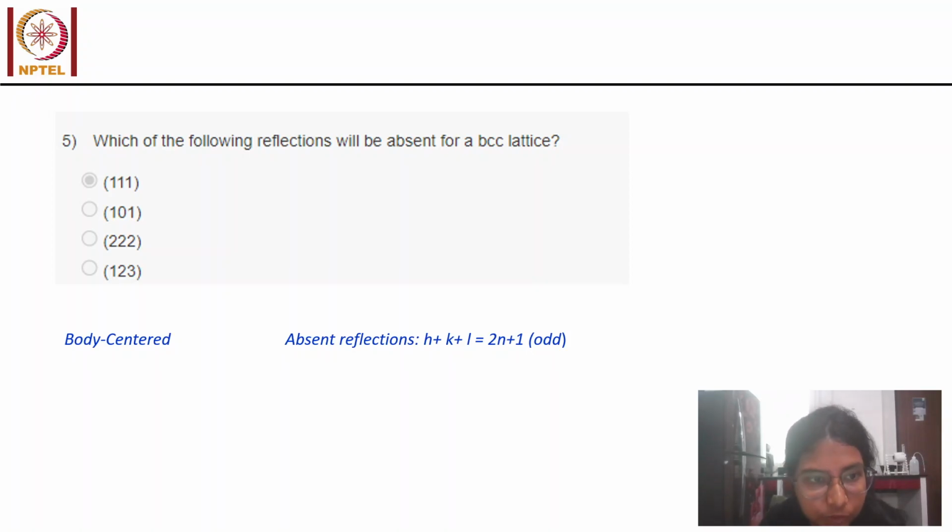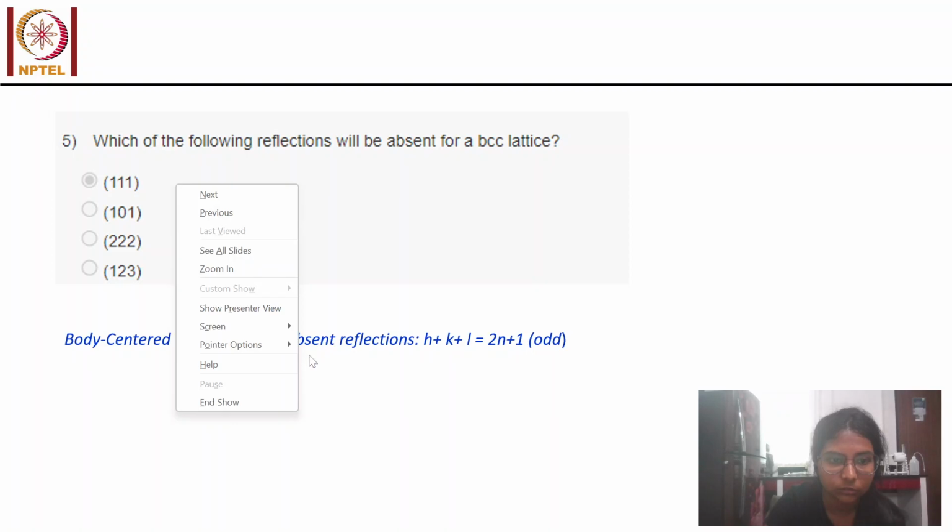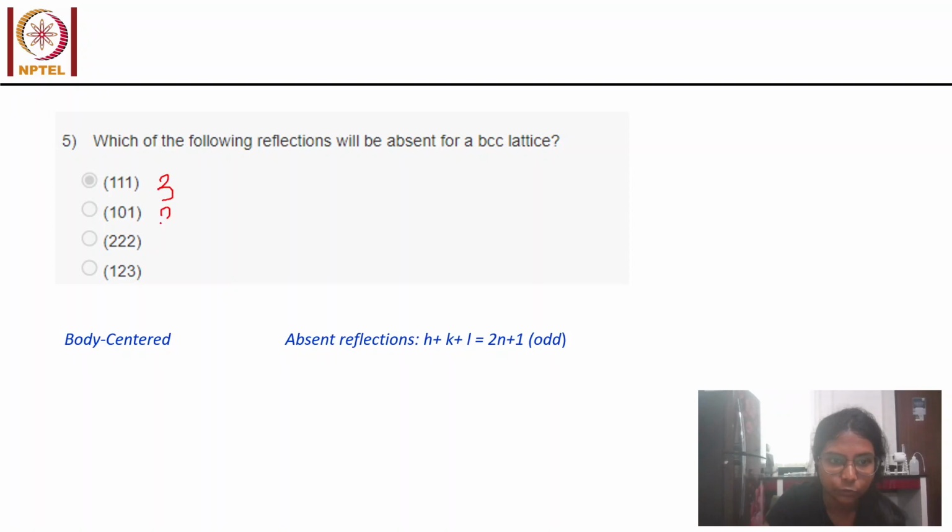So here, the options which were given, if we go from top to bottom, 1 plus 1 plus 1 means we have 3, then we have 2, then 2 plus 2 plus 2 means we have 6, then 1 plus 2 plus 3 means we have 6. So here only this is odd, right? Hence this 1 1 1 reflection. So for a body-centered lattice, this 1 1 1 set of reflections will be systematically absent.